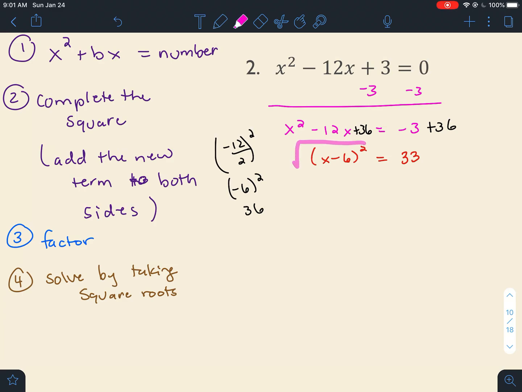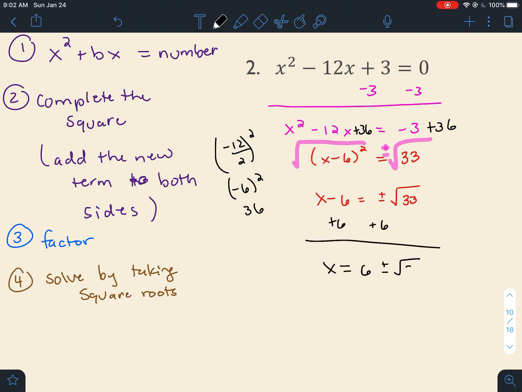And we solve by taking square roots. So plus or minus. And then I have x minus 6 equals plus or minus the square root of 33. And then to solve for x, I'm going to add 6 to both sides. So I have x equals 6 plus or minus the square root of 33.